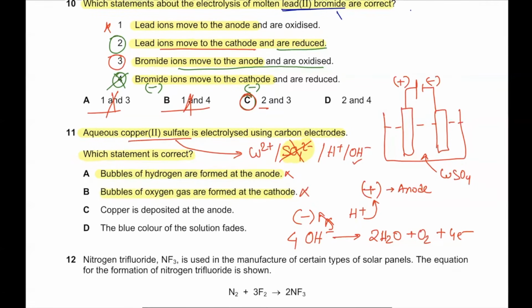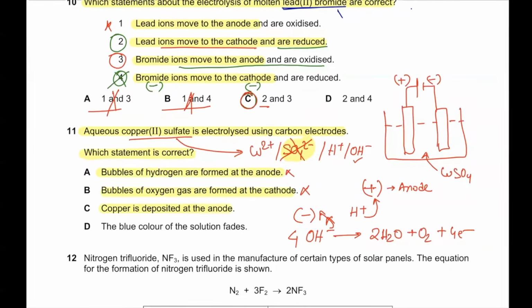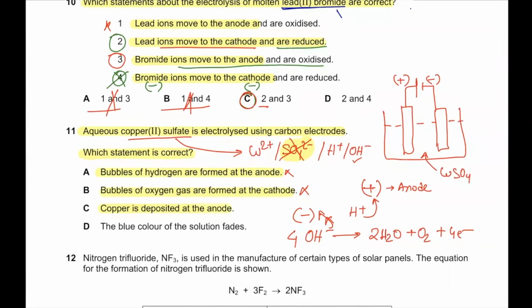Next point, copper is deposited at the anode. All right. So when talking about copper being deposited at the anode, guys, we have to understand the reactivity series of copper and hydrogen. Between them, copper is lower in the reactivity series, so copper is definitely going to be released. However, copper is a positive ion and cannot be released at a positive pole, so wrong.